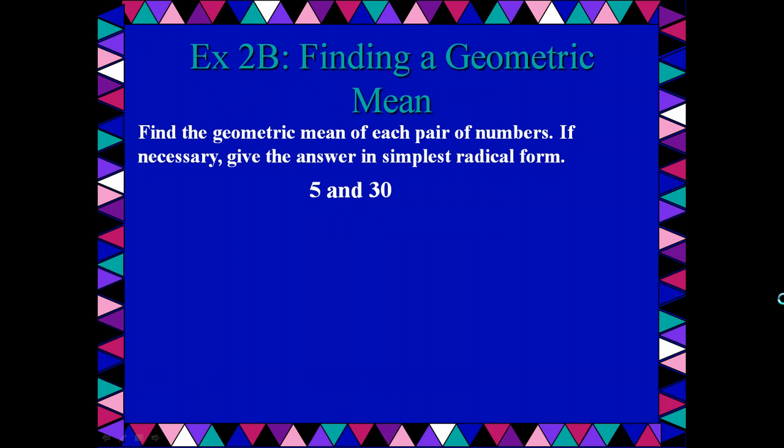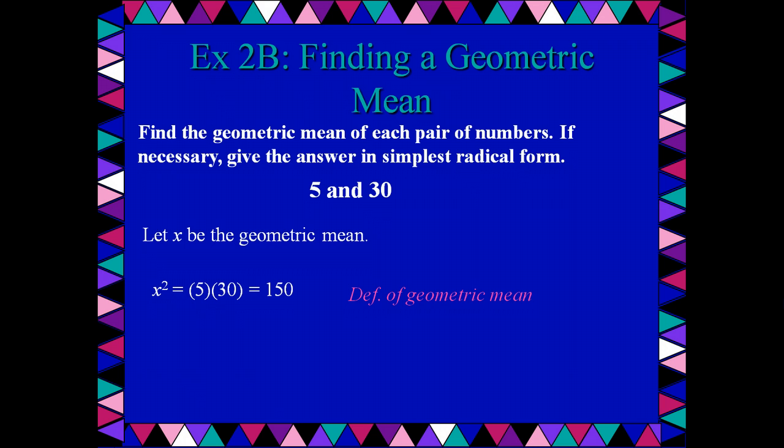Now let's find the geometric mean of 5 and 30. Let x be the geometric mean. Then by the definition, x squared equals 5 times 30, which is 150. Well, 150 is not a perfect square, so we have to reduce that. Find the positive square root. x equals the square root of 150, which is 5 square root of 6.